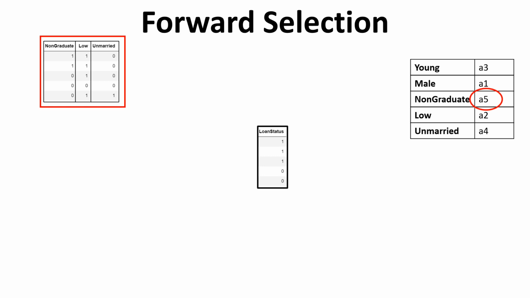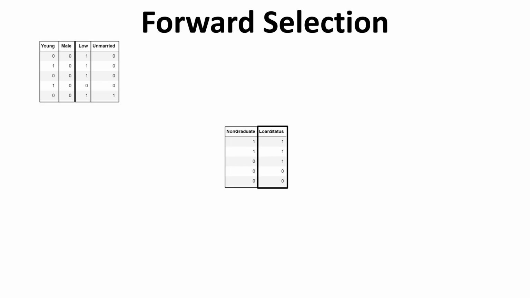Now in the next iteration, that best feature we are going to keep static, right? We are not going to get rid of that. We are going to keep that fixed, and along with that, out of the remaining 4 features, we are going to use each of them one by one and see in combination with non-graduate how each of these features performs and which pair gives us the best accuracy. So let's try that. First of all, with non-graduate, we are going to use young and train the model, and take note of the accuracy.